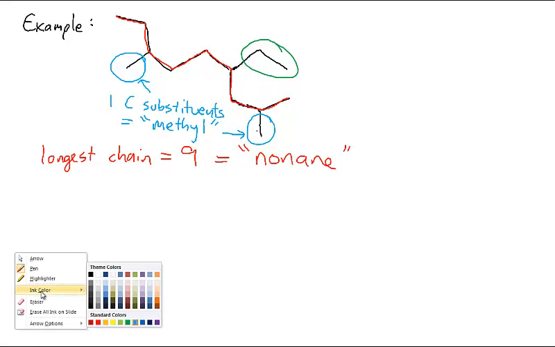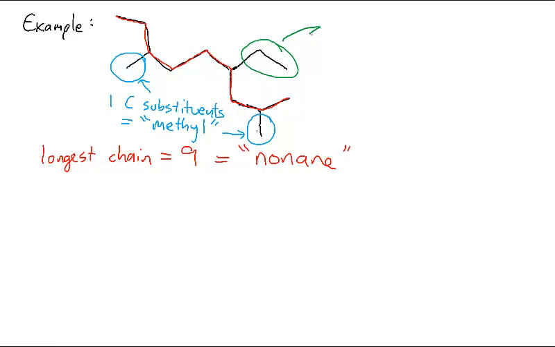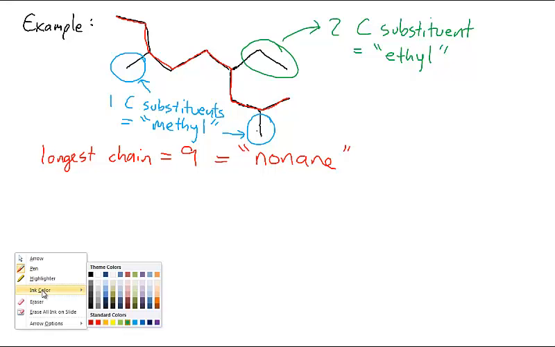The green one has how many carbons? Oh, I wrote it up there, so I gave it away. So we're going to call that an ethyl group. So I've found my chain. I've identified my substituents. Last thing to do is going to be to number.